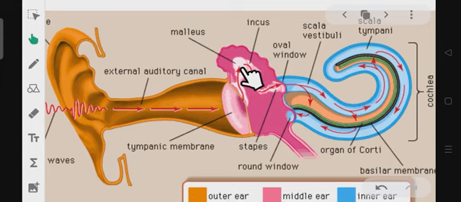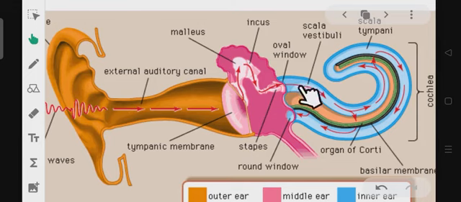What was the name? Malleus, incus, stapes. Very good. That was the malleus, incus, and stapes. So they will also vibrate. Now, this foot plate of the stapes was placed over which window? Oval or round? Yeah, that was on the oval window.